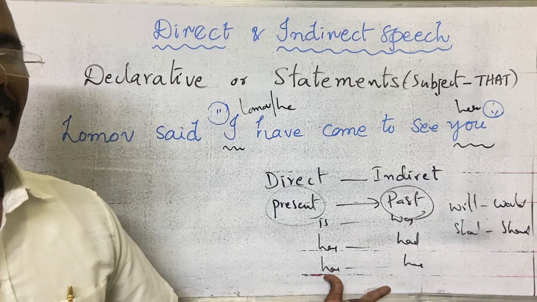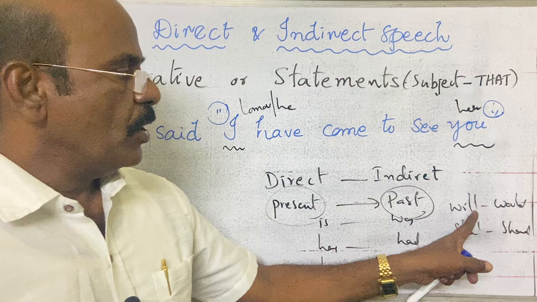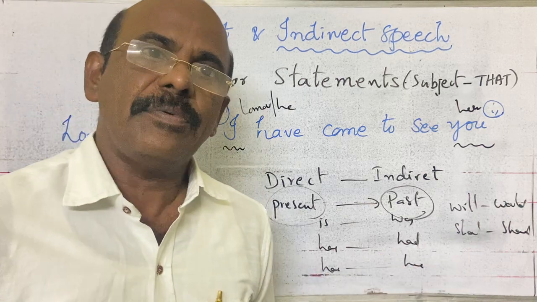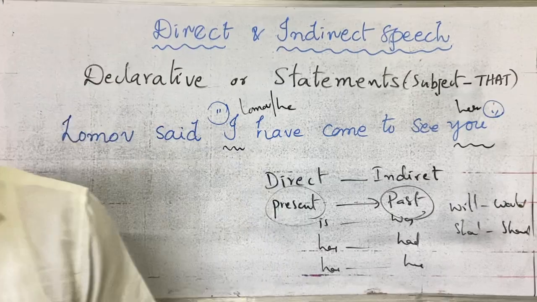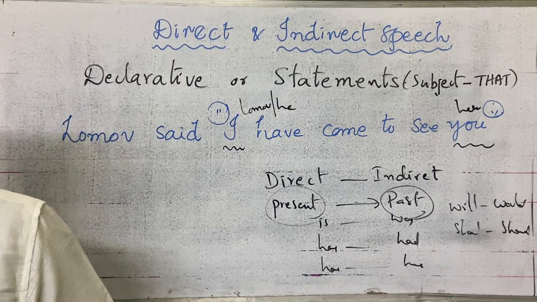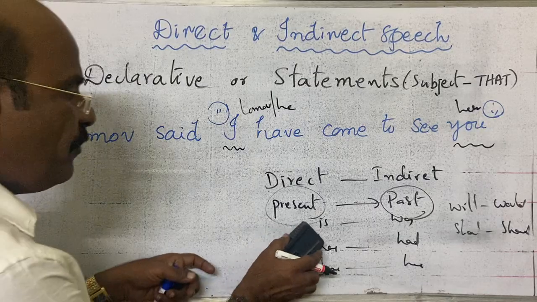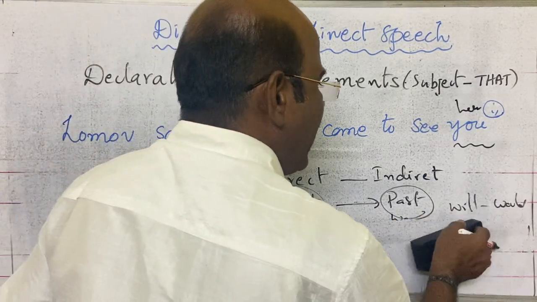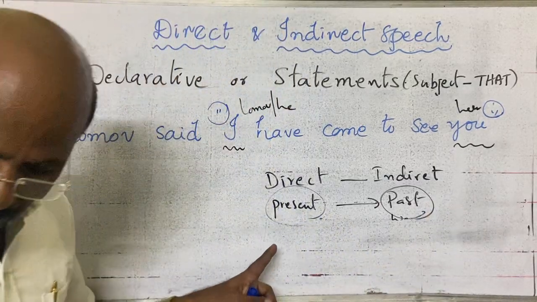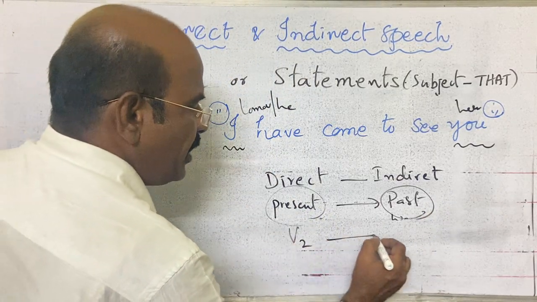I'm not taking much time to explain these things. Why? Because we have to verify at least 20 examples in this video. But the important thing you have to verify yourself: sometimes, instead of present verbs, they are giving V2 directly. In direct speech, if V2 is given, verify carefully.